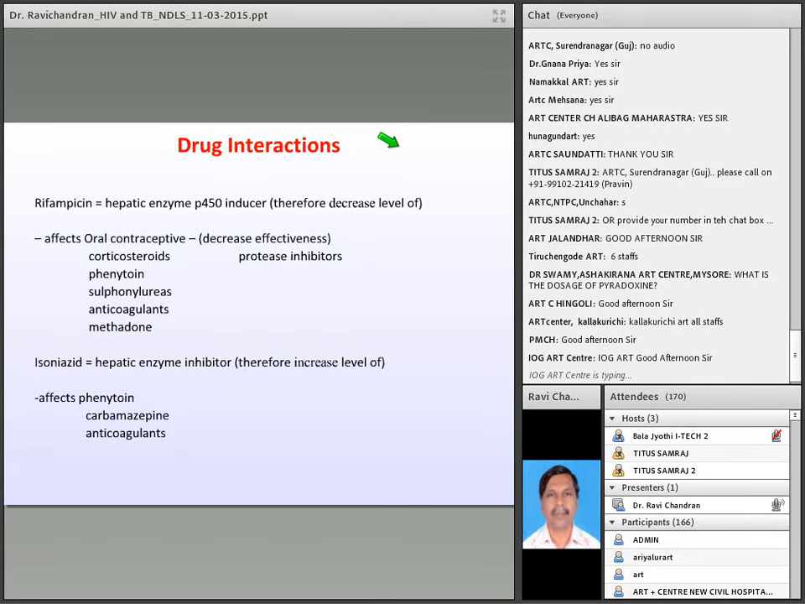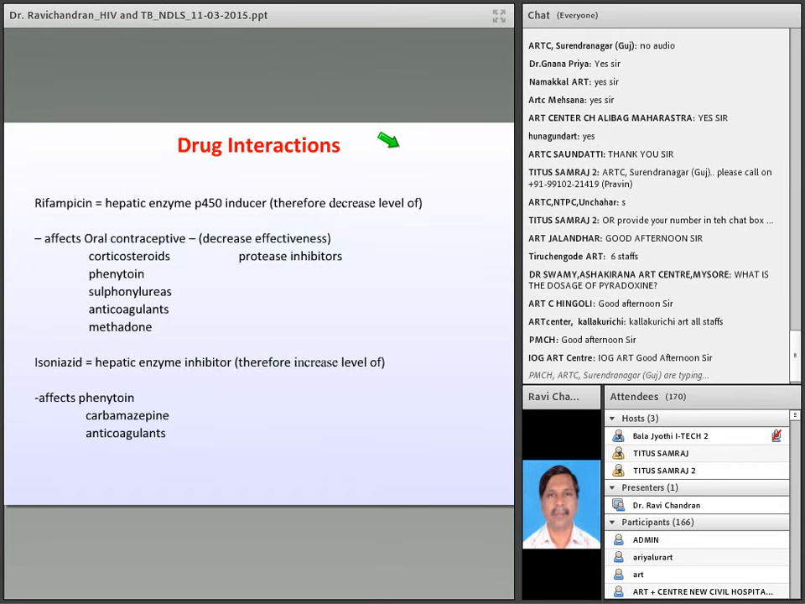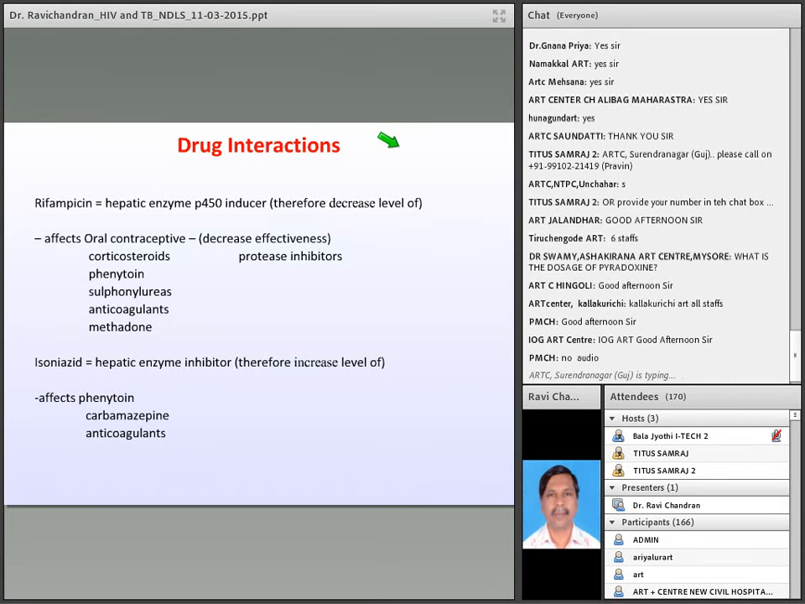Whereas isoniazid is a hepatic enzyme inhibitor. Therefore, the levels of carbamazepine, phenytoin, and anticoagulants may actually be increased when we concomitantly administer isoniazid and these drugs.